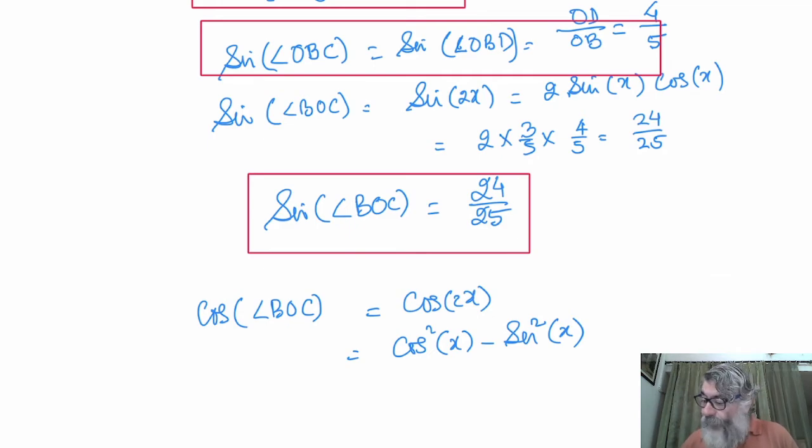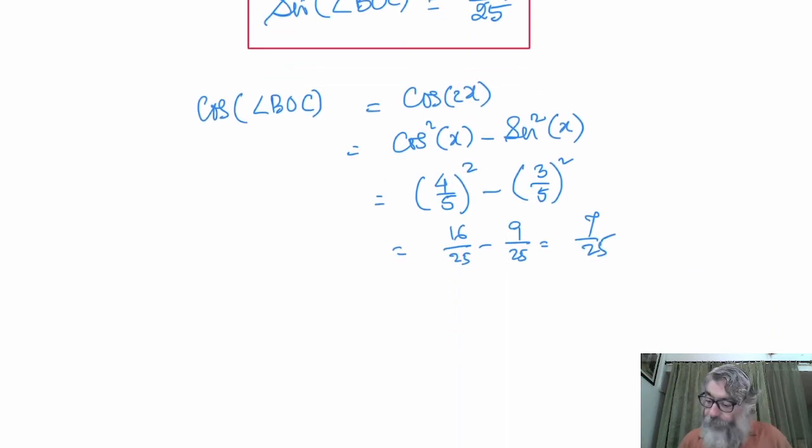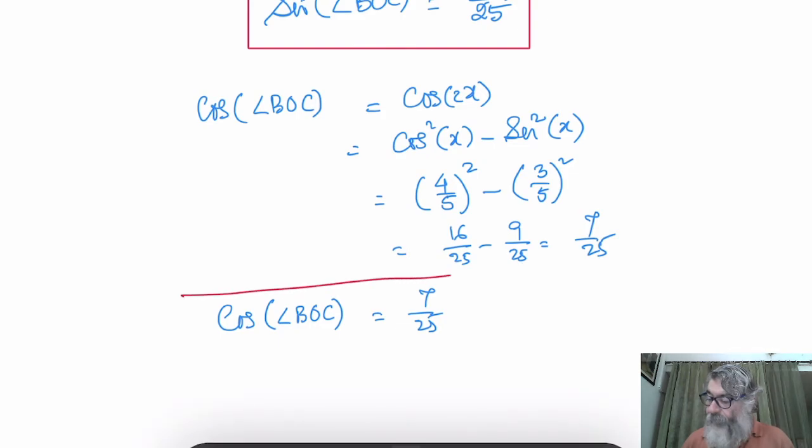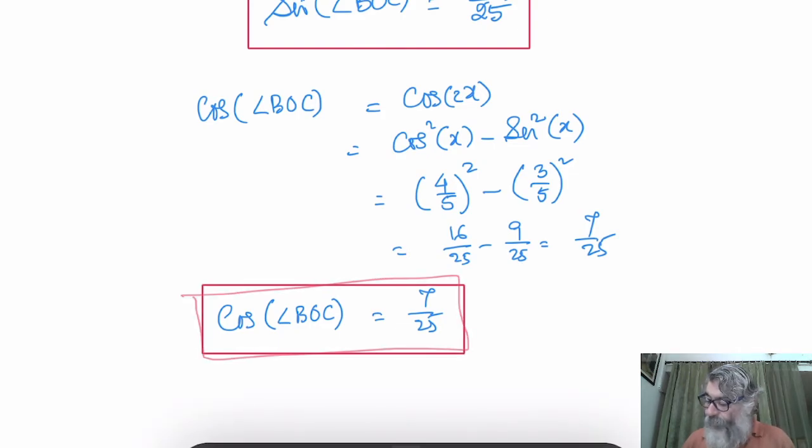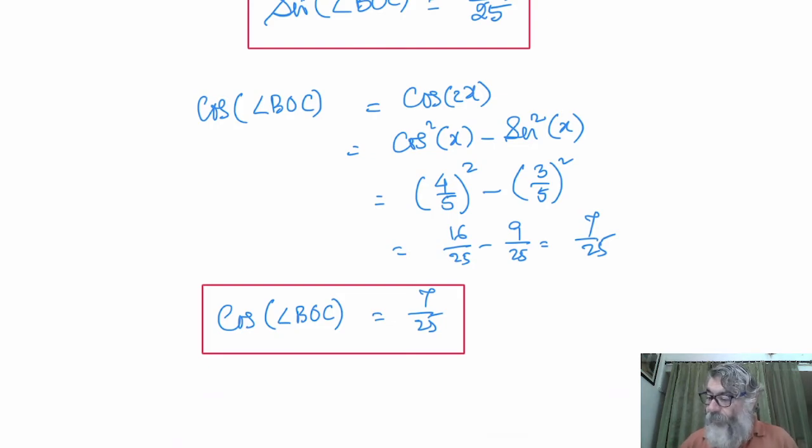And what is the value of cos x? It is 4 upon 5. So it is 4 upon 5 whole square minus 3 upon 5 whole square, which will come out to be 16 upon 25 minus 9 upon 25, 7 upon 25. So cos of angle BOC has come out to be 7 upon 25. So we have got all the values that we wanted for this question. So we've got the solution for this question.